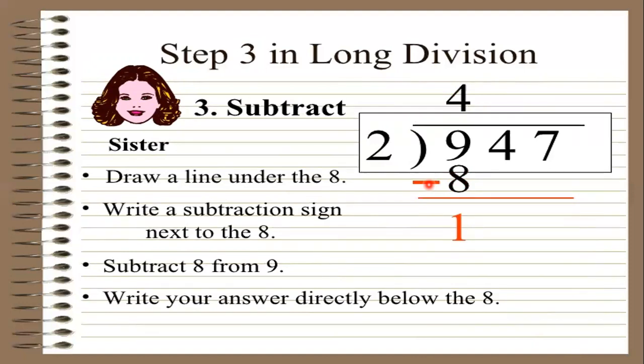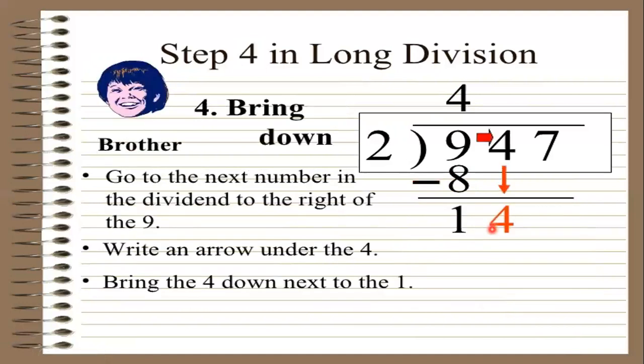According to the rule, the fourth step was BROTHER. So the name BROTHER starts from the letter B. B stands for bring down. So it means if I have a value after 9, I can bring it down and make a new number and then repeat the same step. I have a value after 9, that is 4, so I can bring down one more digit just below this line and make the new number, which will be equal to 14. Fine. That was my fourth step.